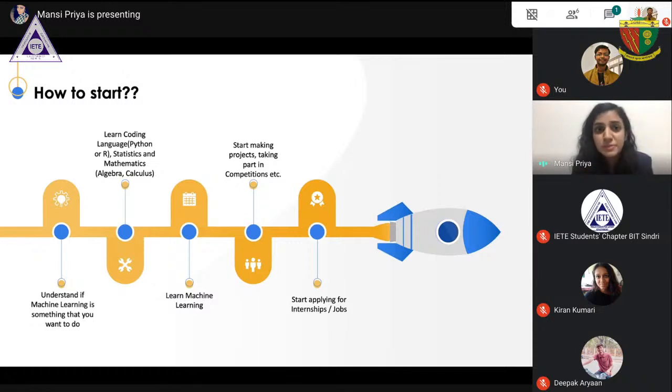It's not that only machine learning is booming, you can go into a very different field also, and you can build your career there also. So actually first determine whether you want to go into the field of machine learning or not.